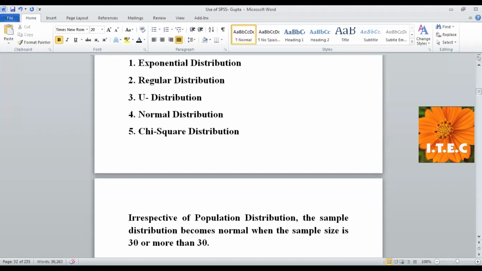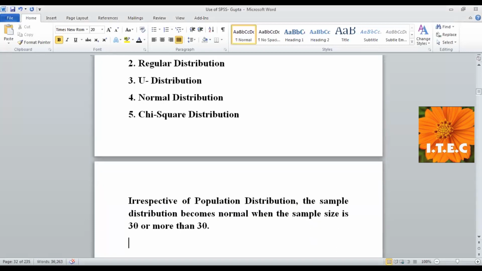Now, this information you may not get from any book, but I will give you the reference of a book, and if you want, you can see it. I've already written it. If my voice is not reaching you, you can see: irrespective of population distribution, the sample distribution becomes normal when the sample size is 30 or more than 30. And if you want a reference, I can give you the reference.